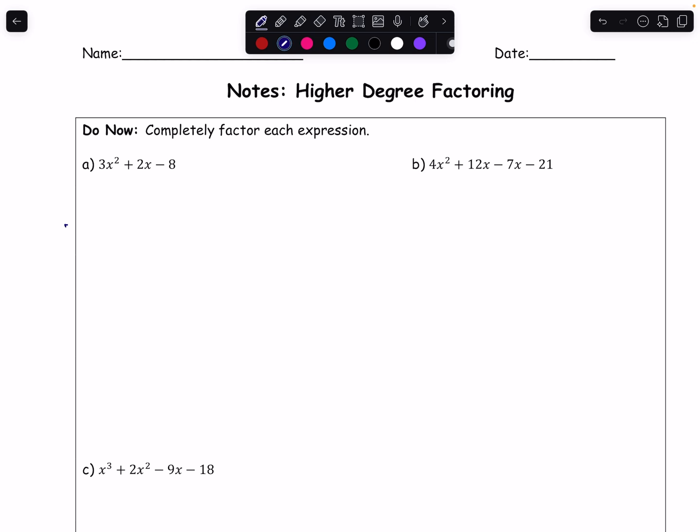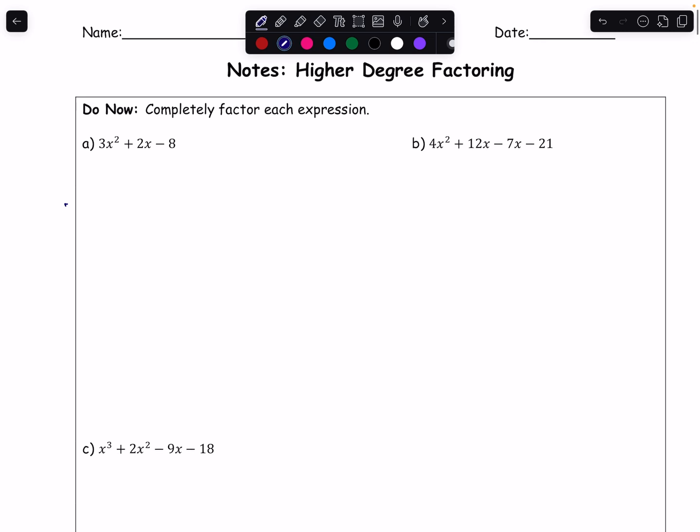So today we're doing some higher degree factoring. For the do now, I want you guys to do A, B, and C. Just pause the video and play it once you're done.